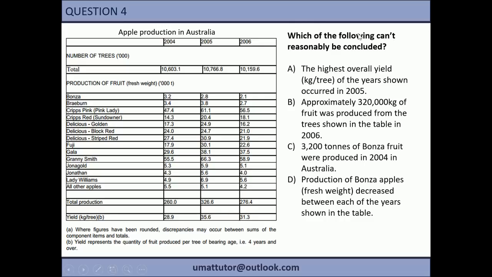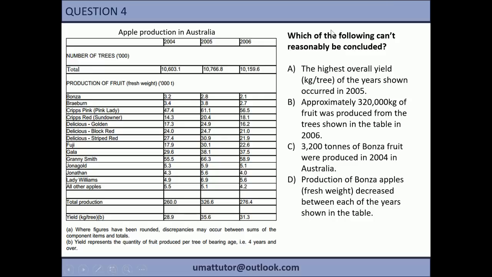Again, this is just a trick they throw in all throughout the paper, all sections, or mainly sections 1 and 2. That word "can't", very easy to skim over it, but we're looking for which of the following can't be concluded. So option A, the highest overall yield of the years shown occurred in 2005.